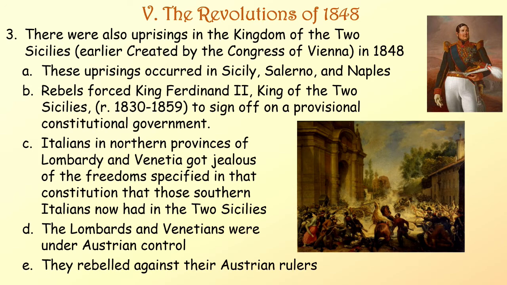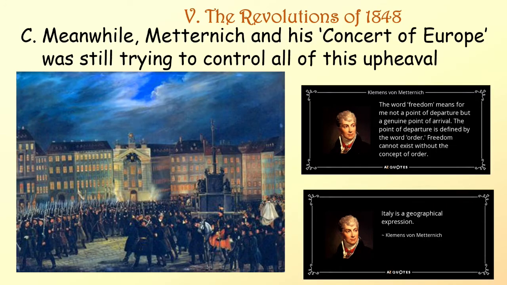Well, there was a response to that. The Italians in the northern provinces of Lombardy and Venetia got jealous of the freedoms specified in that constitution that those southern Italians now had in the Kingdom of the Two Sicilies. But the Lombards and the Venetians were under Austrian control, so they rebelled against their Austrian rulers. Meanwhile, Clemens von Metternich and his Concert of Europe were still trying to control all of this upheaval.